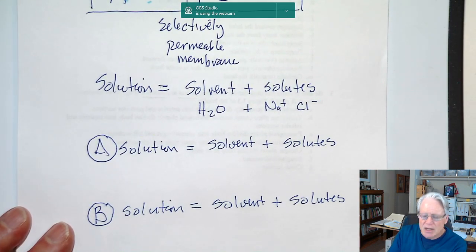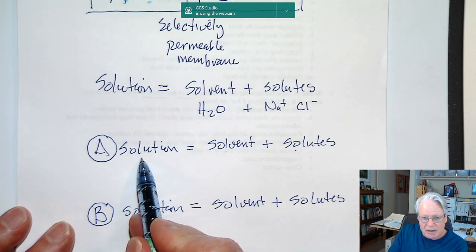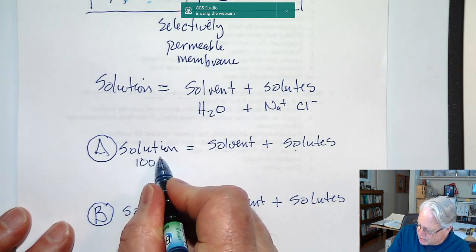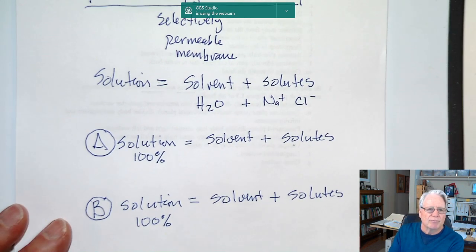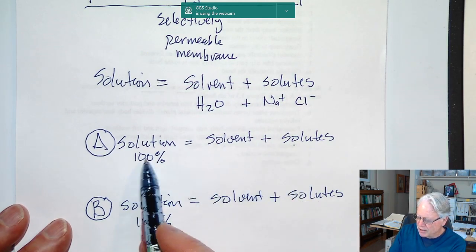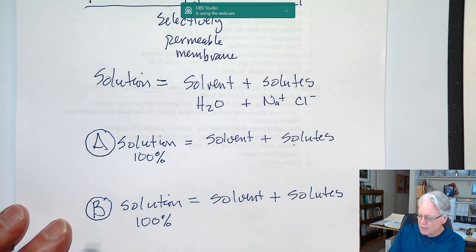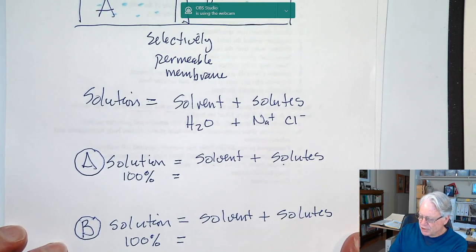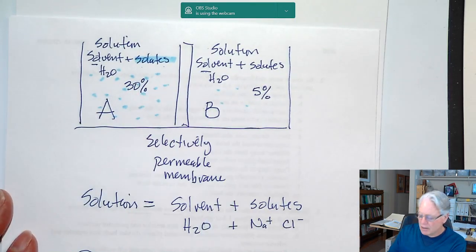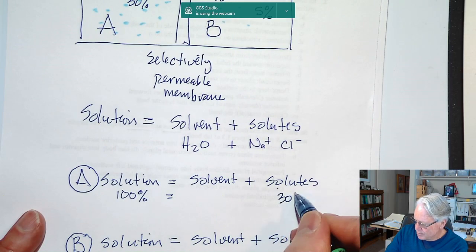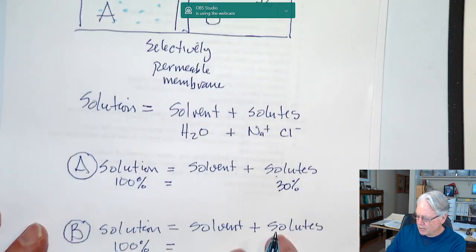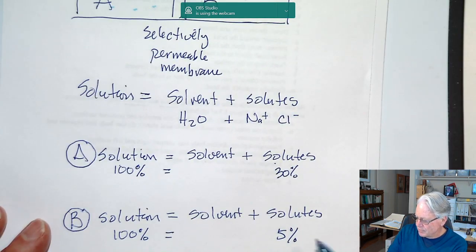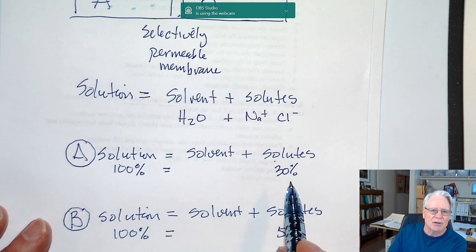First of all, if this plus this equals that, then this always has to be 100%. So we can fill in this side of the equation, because by the rules of mathematics, if two things equal 1, then this is the whole. That's 100%, right? Now, do we have another number? Yes. So for A, I have 30%. That's the solutes. So 30%. For B, I have 5% solutes. So 5% solutes here. Now, all I have to do is solve for the unknown.